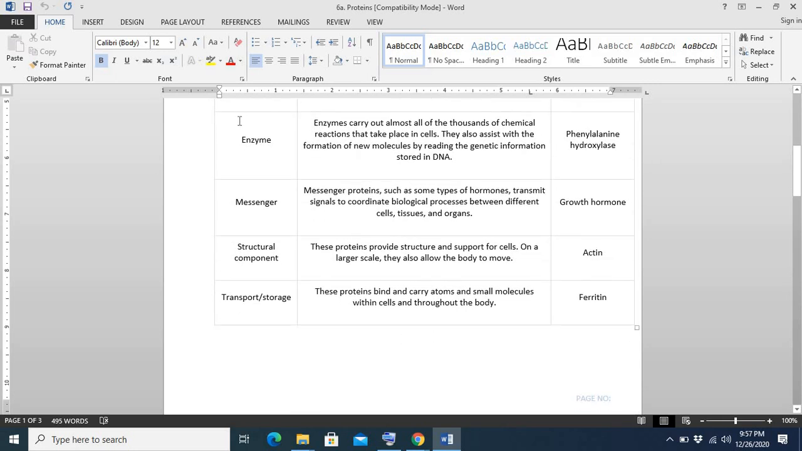And the other type of protein is the enzyme. Some proteins can perform a catalytic function in our body. They speed up reactions. One of the enzymes, phenylalanine hydroxylase, is a type of protein that performs catalysis in our body's reactions.